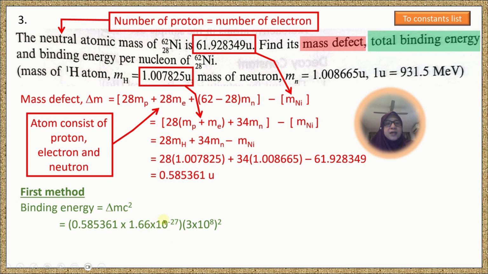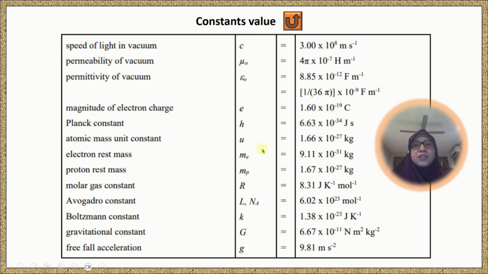The value 1 U equals 1.66 times 10 to the power of negative 27 kilograms is given in the constant list. If you refer to the constant list given, it is mentioned that 1 U is equivalent to 1.66 times 10 to the power of negative 27 kilograms. So refer to the constant list given in the exam paper.